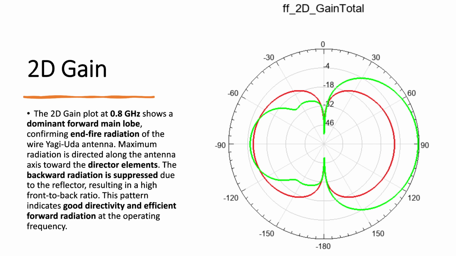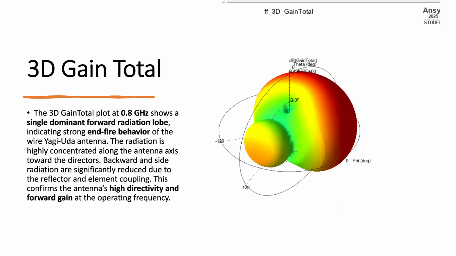Now next slide. 3D gain total. The 3D gain plot gives a complete three-dimensional view of radiation. Here we observe a single strong forward lobe and very low side and back radiation. Energy is highly concentrated in the forward direction. The antenna has high directivity. It is suitable for point-to-point communication.